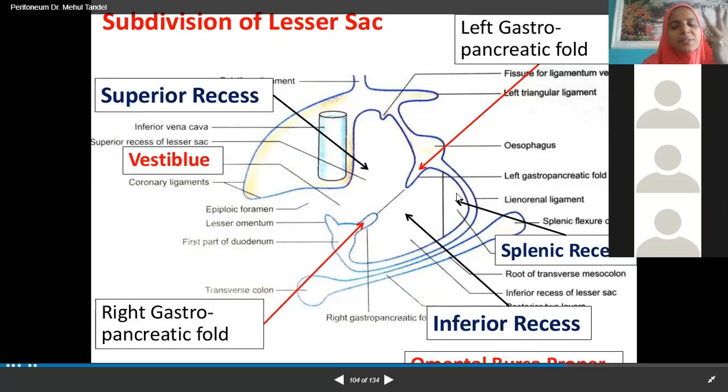So how many recesses, how many free areas are we finding? 3. Superior recess is towards the posterior aspect of the liver. Inferior recess will be towards the coils of intestines. Splenic recess will be towards the spleen.